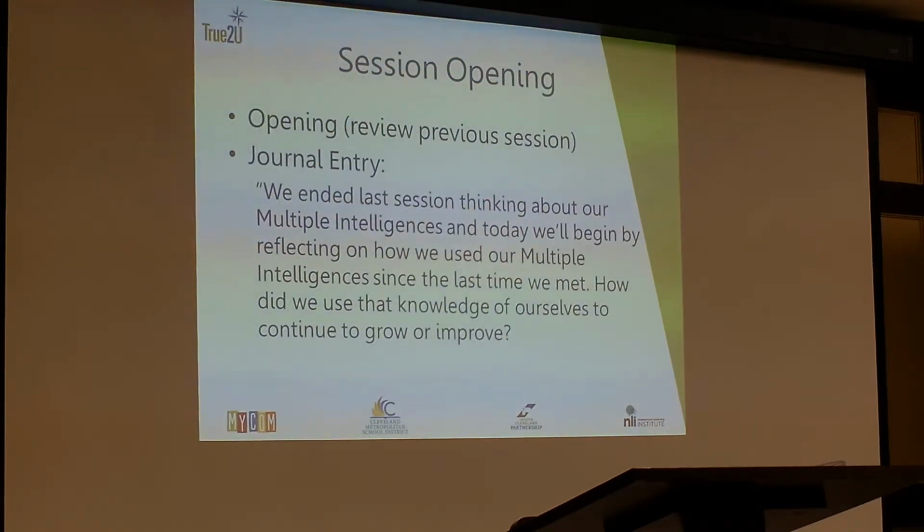Okay, so you review your previous session in the opening, and then there's a journal prompt, so they have a journal page in their tracker. We're just trying to connect things to what you've already done with the journal entry. So we ended last session thinking about multiple intelligences, and then have them think about how they use that information about themselves, or how it manifested itself over the last month, and how we can use that to continue to grow and improve. So we're always trying to constantly reinforce what we've already talked about, and then bring it into the next session too.